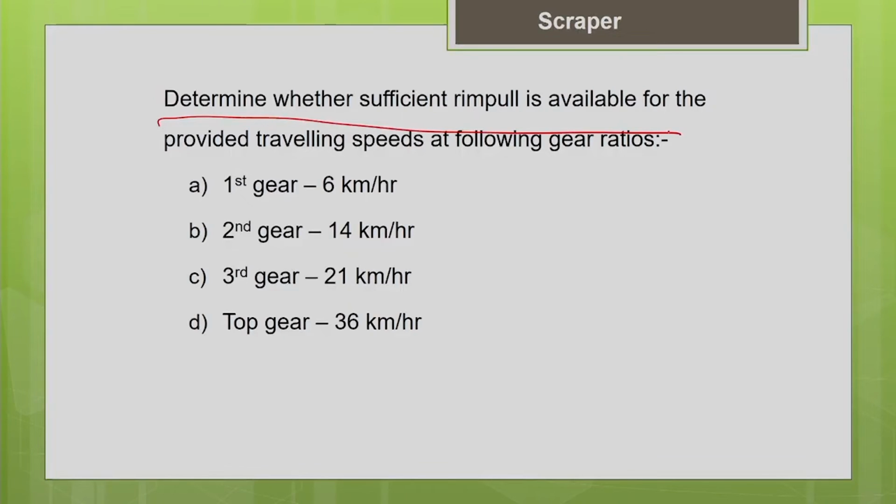Determine whether sufficient rim pull is available for the different travelling speeds. Different gears you can see: first gear 6 km per hour, second gear 14 km per hour, third gear 21 km per hour, and the top gear 36 km per hour. For these different gears, whether the rim pull is sufficient to do the necessary job, that is what we are going to find.